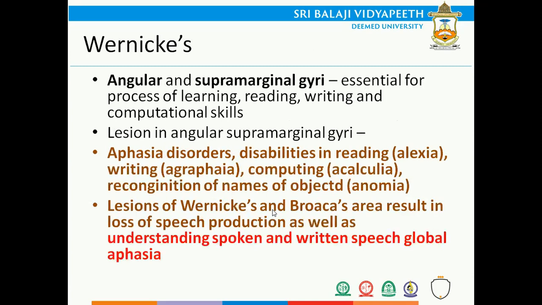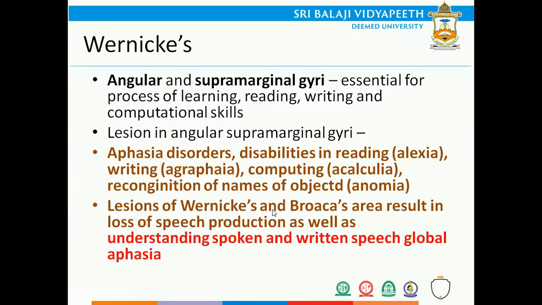So Wernicke's area usually has the angular and the supramarginal gyri, essential for the process of learning, reading and writing, computational skills, that is your mathematical skills. Lesions in the angular and the supramarginal gyri cause disabilities in reading, which we call alexia; writing, which is called agraphia; lack of computing efficiency, that is called acalculia; and lack of recognition of names of a known object, that is anomia.